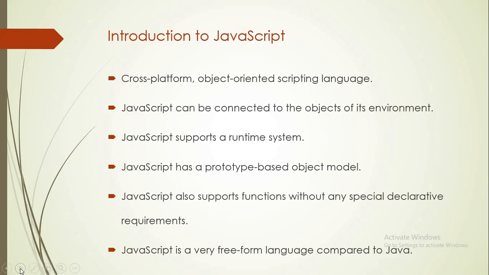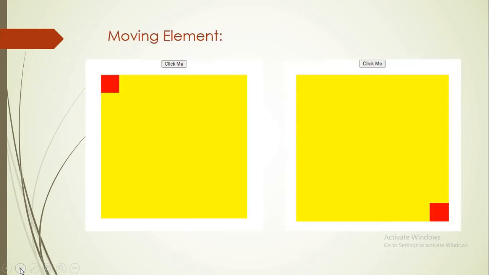At last, JavaScript is a free-form language compared to Java. Like, you do not have to declare all variables, classes and methods. You do not have to be concerned with whether methods are private, public or protected and so on. Next is the moving element.